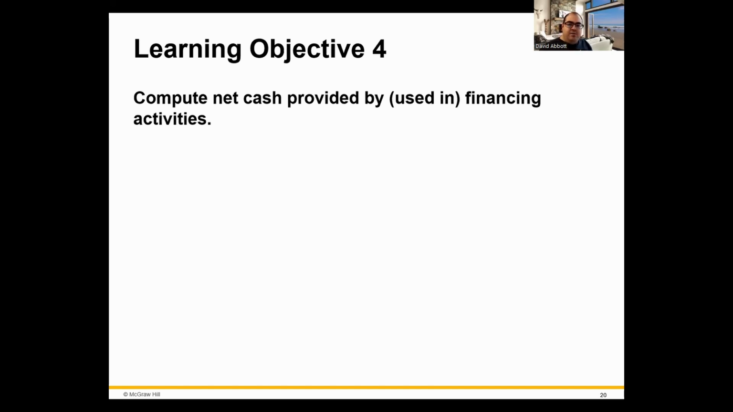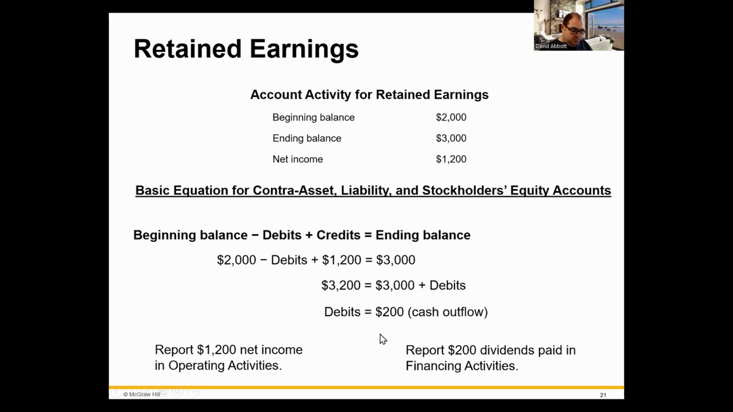All right, so now we're on learning objective 4, which is to compute the net cash flow provided or used in financing activities. So as another example, let's look at the retained earnings account and assume the information as shown at the top half of this slide. The basic equation for stockholders' equity can be used to determine that the company would need to record dividends, which would be a cash outflow of $200 in the financing activity section of the statement of cash flows.